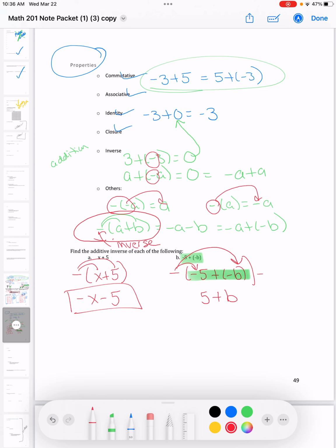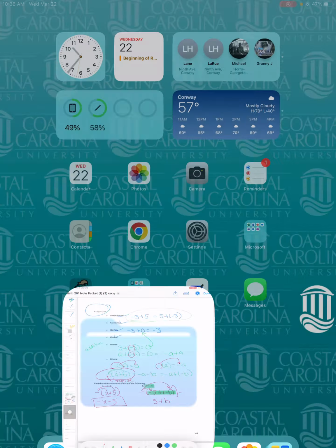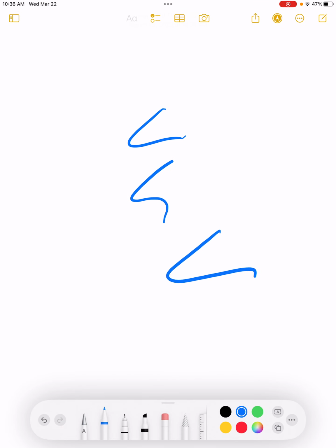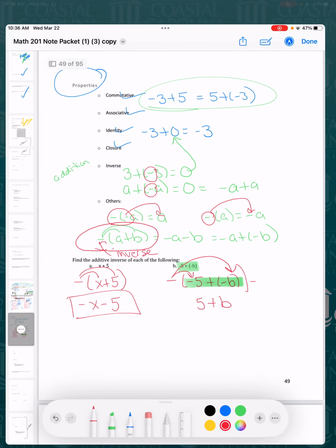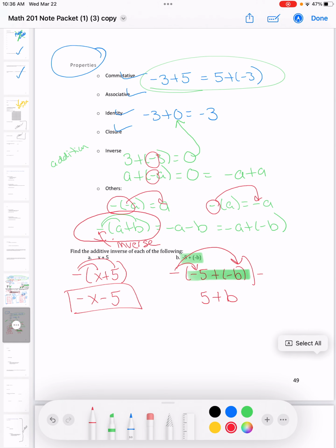I'll show a little step. That would be -5 plus a -(-B). So these 2 negatives make a positive, and those 2 negatives make a positive. So I end up with all positives.